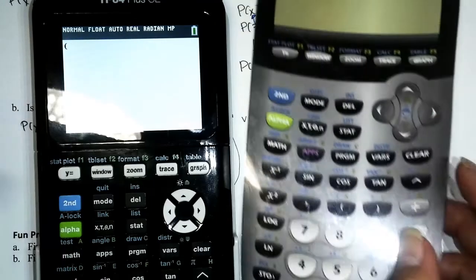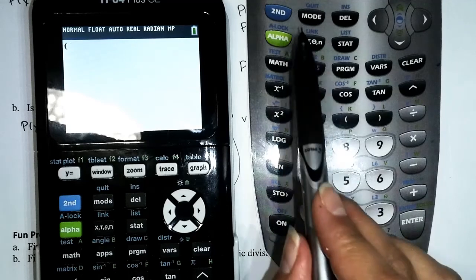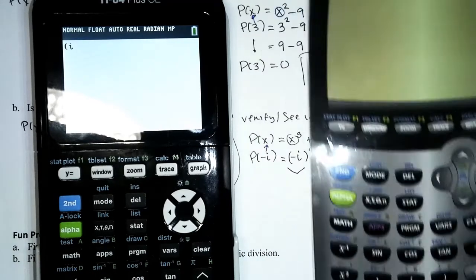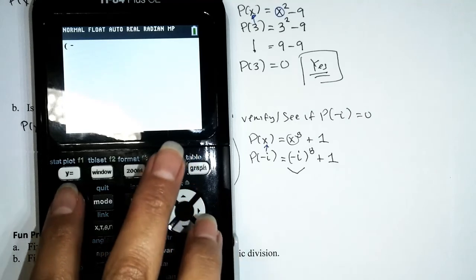So the i button, where is that? It's where the decimal point is. I want to point out that i is not the main key, it's the behind key. So if you want to use the behind key, you have to hit second. So you're going to do second i. Cool. Oh, but it wasn't i, it was negative i. My mistake. Negative sign, not to be confused with a subtraction sign, please. So we have negative i.